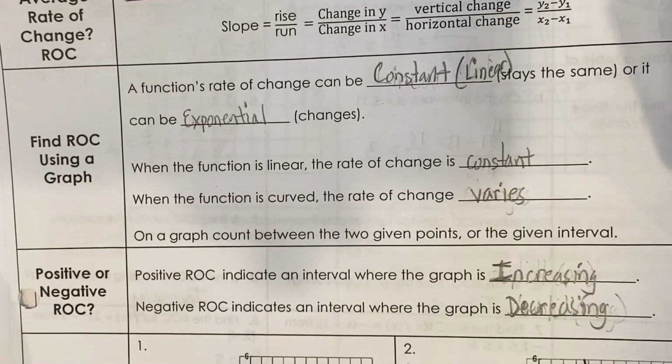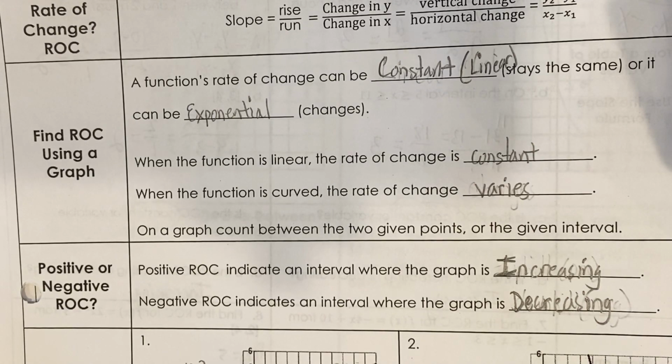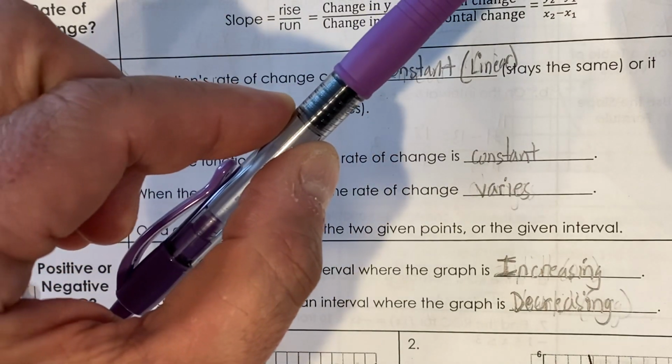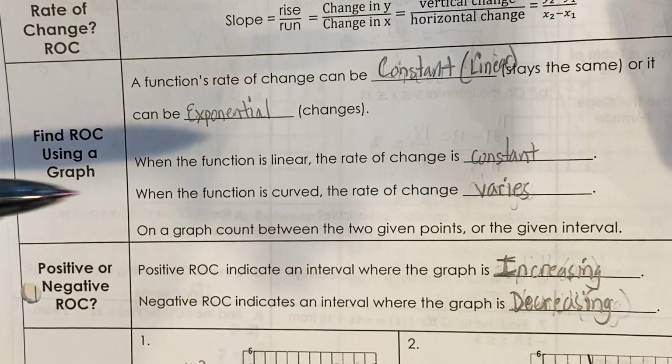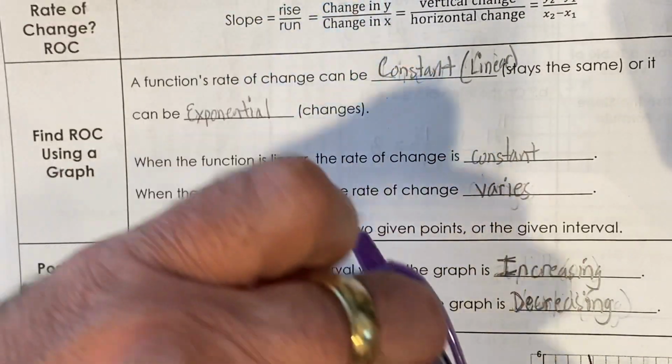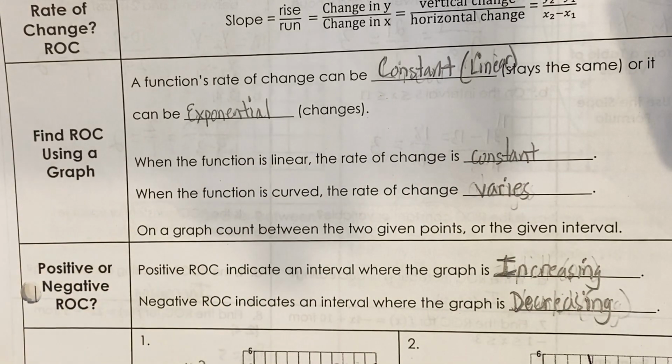So then the next section here says, how do you know the difference between a positive rate of change or a negative rate of change? Well, the positive rate of change, just like when you learned back in the day, a positive slope is a slope that's increasing, it's uphill, all right? So it's an interval where the graph is increasing, all right? And a negative rate of change indicates an interval where the graph is decreasing, going downhill, okay? So a positive rate of change is like going higher and higher from left to right, okay? And a negative rate of change is going downhill, decreasing from left to right, okay?